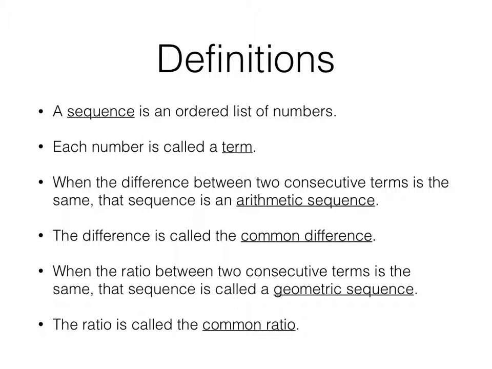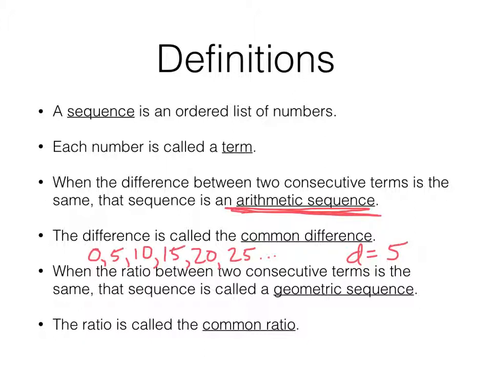When the difference between two consecutive terms is the same, that sequence is called an arithmetic sequence. And that difference is called the common difference. Anytime you do skip counting, you have an arithmetic sequence. 0, 5, 10, 15, 20, 25, and so on. Common difference of 5. And that is an arithmetic sequence. The vast majority of sequences that we are going to use to write function rules will be arithmetic. In fact, all of them will be arithmetic.